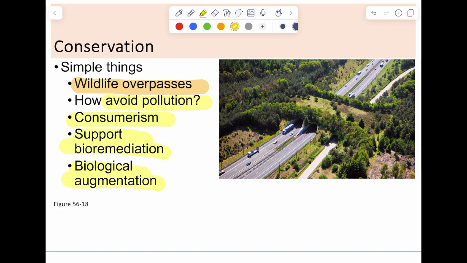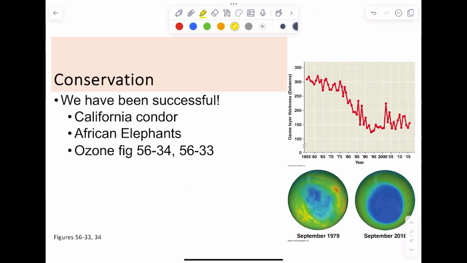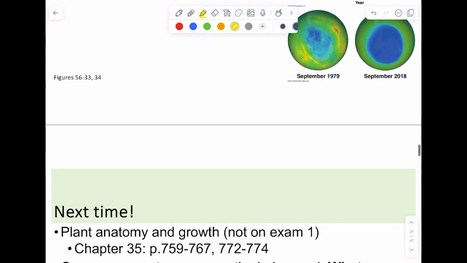We can try and fix the area, or we can try and improve it, which is what biological augmentation is. We know we can do this because we've done it before. The California condor, we brought them back from extinction. You can visit them. We have a national park where they're naturally found. It's called Pinnacles. We've done it with the African elephants. We've fixed it with the ozone. We used to have massive holes in the ozone layer. And then the world said, oh, that probably is going to be bad for us. And we fixed it. All we have to do is be convinced that we need to fix it. And we can fix it really fast.